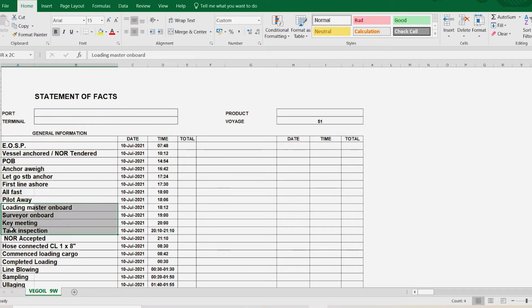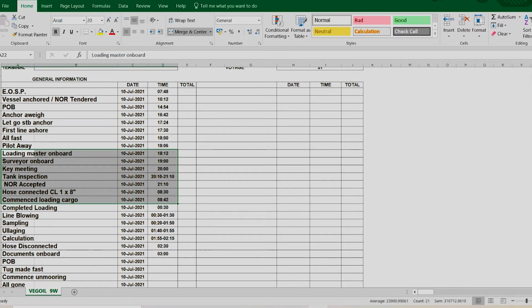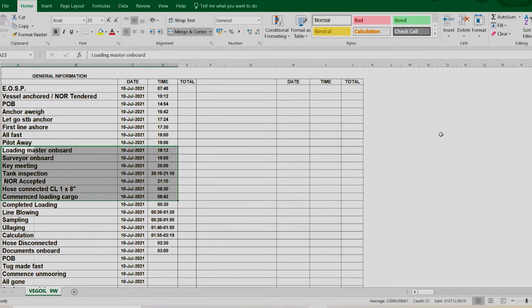The other timings, loading master, surveyor on board, tank inspection, NOR, hose connected, and till the time of commencing discharging, you can get from the chief officer. Normally the chief officer would agree with the loading master and surveyor, and he would give you these timings. Or if you are in CCR, you would keep noting them down. If there are any stoppages, you would also mention them here. You can pause the video and read which important things are written in the statement of facts.